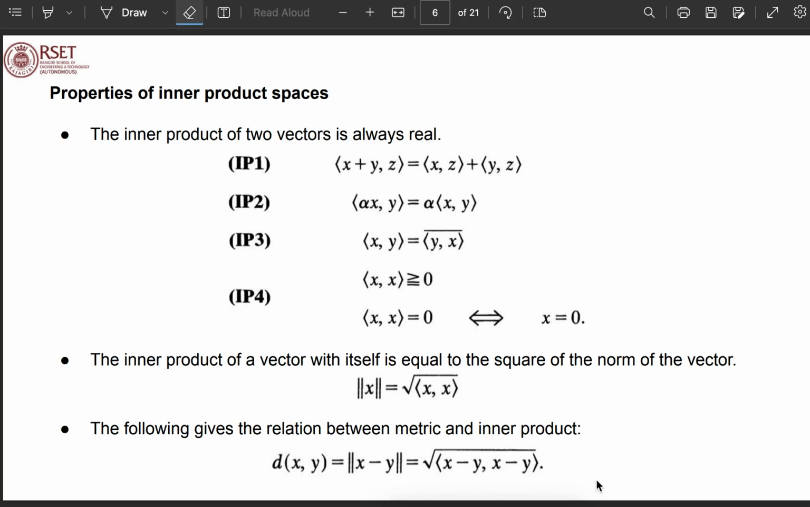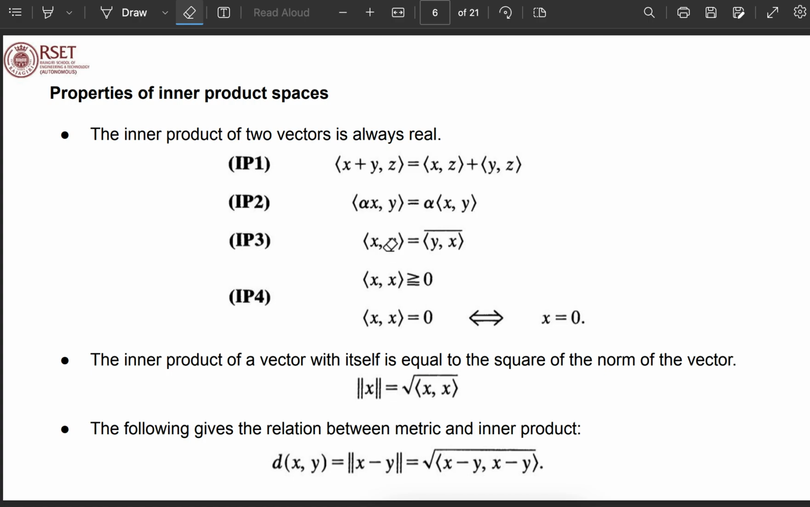An inner product must satisfy these four properties. First property is inner product of x plus y, z is equal to inner product x, z plus inner product y, z. Second property is inner product alpha x, y is equal to alpha into inner product x, y. That is, we can take a scalar outside the inner product directly from the first component.